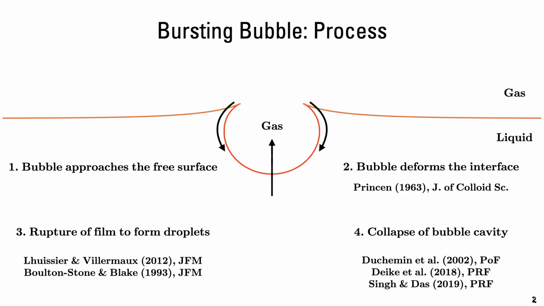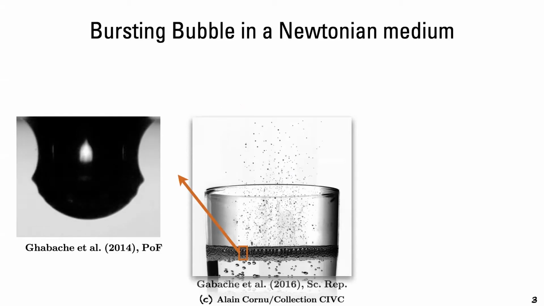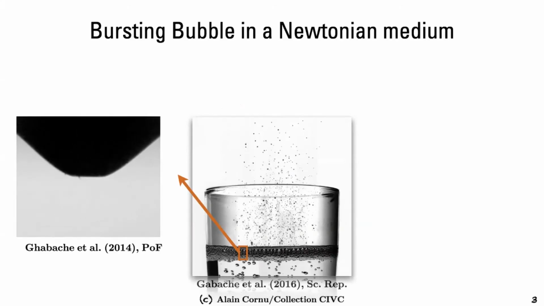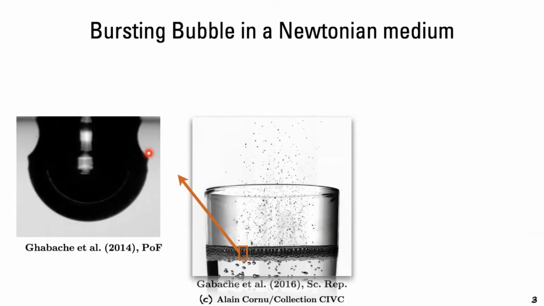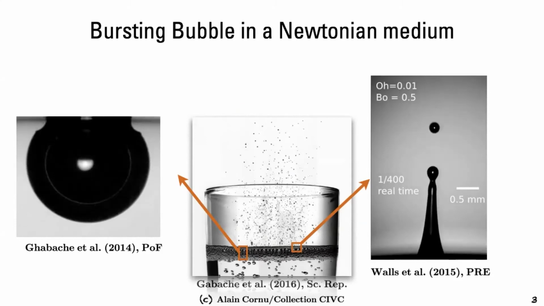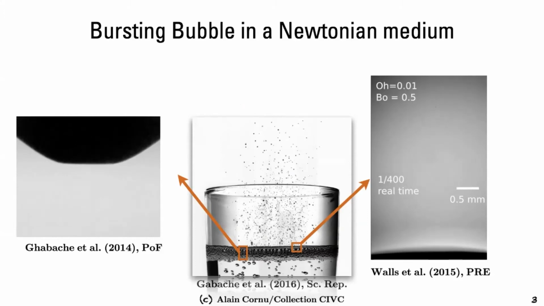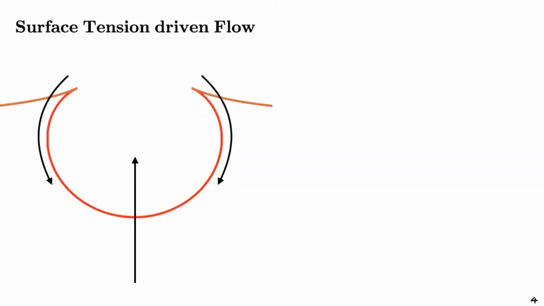So whenever I say the bursting bubble, what I mean is this fourth stage of the process, which is collapse of this bubble cavity. Now this process is very common in nature. And the most common example would be a bursting bubble in a glass of champagne. So what happens below the champagne air interface is that as the film retracts, it creates a train of capillary waves which focus at the bottom and lead to the formation of a Worthington jet over the interface, which can result in formation of droplets as it breaks. So this is a surface tension driven flow.